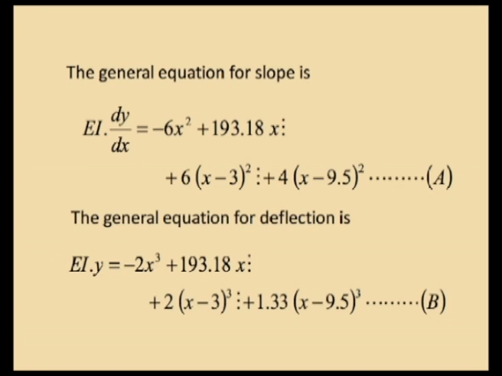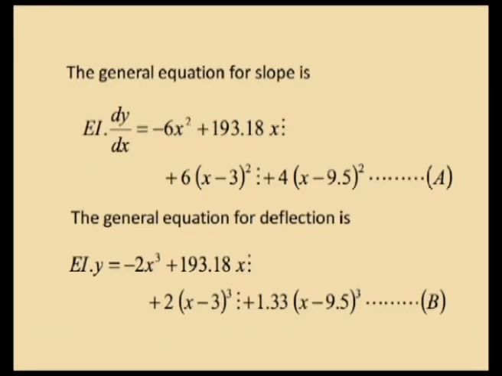This will be the general equation for slope, and the general equation for deflection will be EI y equal to minus 2 x cube plus 193.18 x plus 2 into (x minus 3) whole cube plus 1.33 into (x minus 9.5) whole cube. So, equations A and B always form the general equations for slope and deflection respectively. Now, we are interested in obtaining the slope at supports and deflection under the load points.